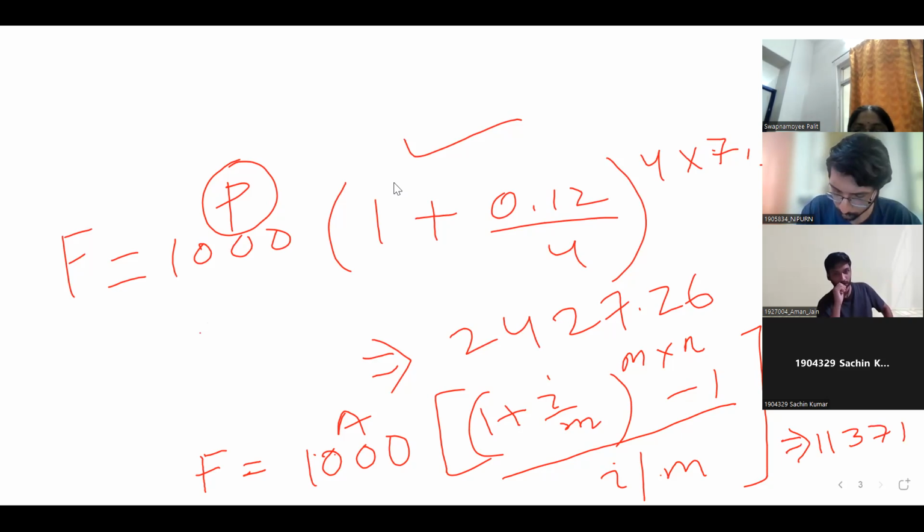मैम ये समझ नहीं आया मैम. इसमें पहले आप प्रेजेंट वैल्यू का 1000 हो गया, फिर वो फ्यूचर वैल्यू में अमाउंट की जगह 1000. समझ नहीं आया मैम.